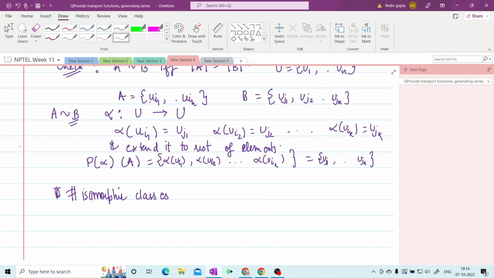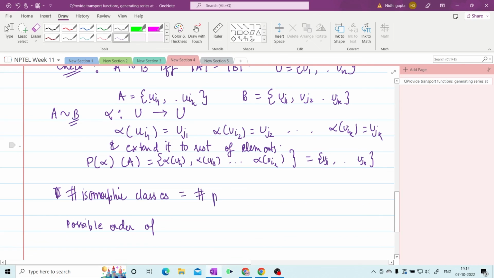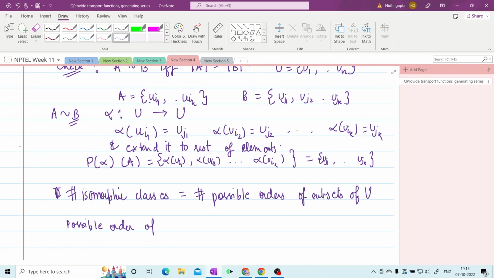So if U has order n, what are the possible orders of subsets? The number of isomorphism classes is equal to the number of possible orders of subsets of U, and the possible orders, if order of U is n, are either it has no element.